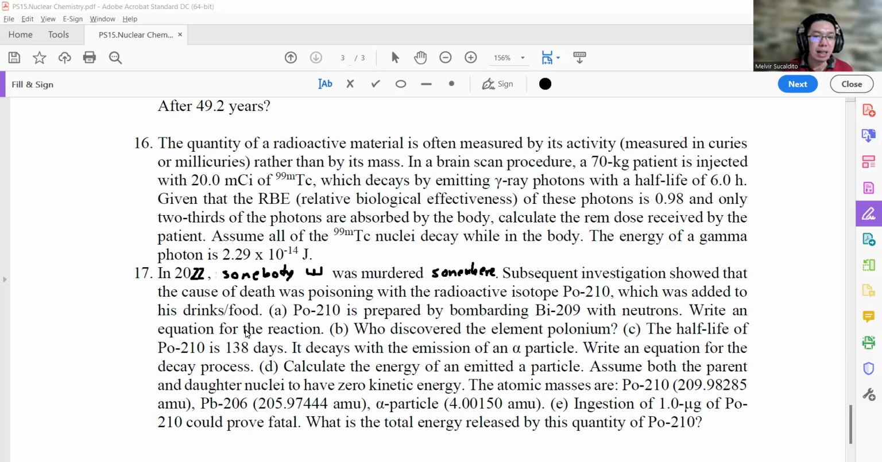So what's the technique here? Anong parang technique mo dito? Parang we need to calculate what? The energy of your photon from your 20 millicurie metastable technetium. Okay? Tapos to get the REM. Okay? Sige, go ahead.